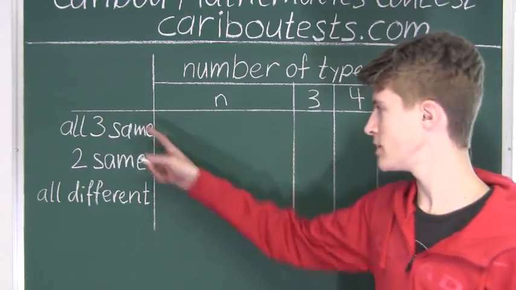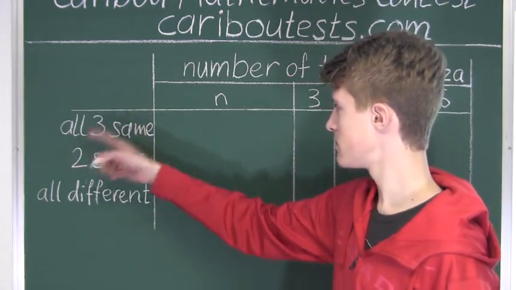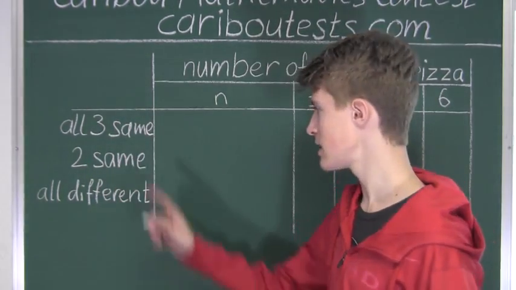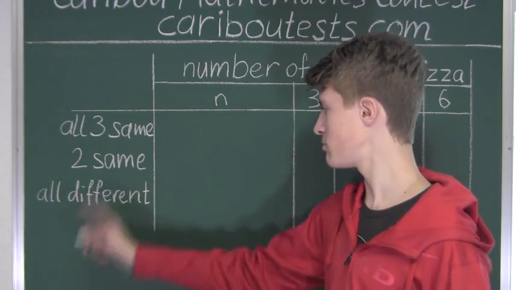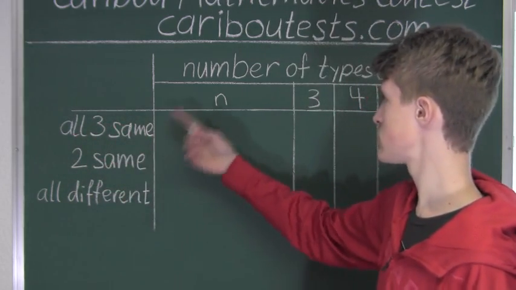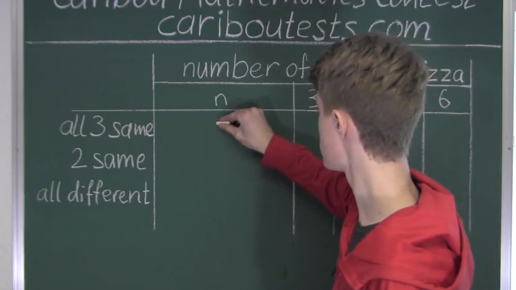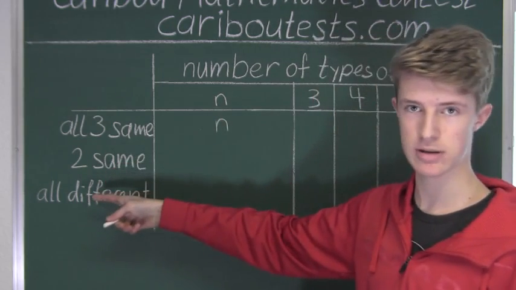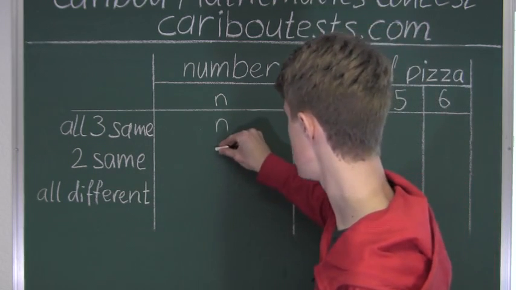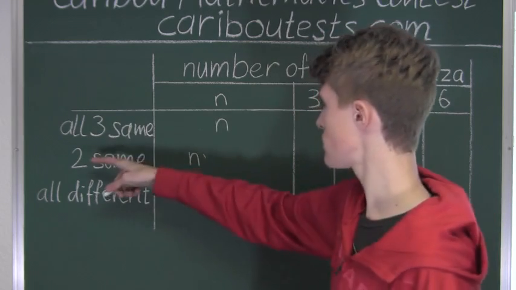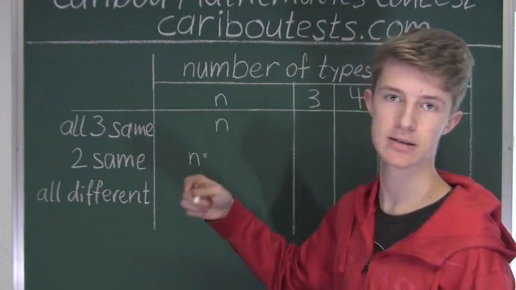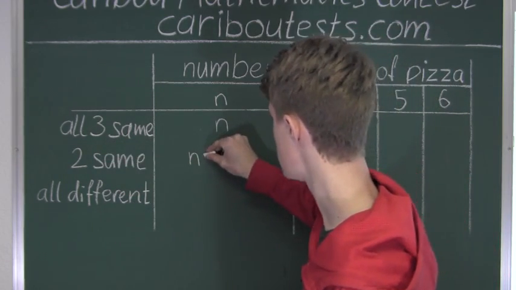Okay, so we have 3 different cases. Either all 3 slices are the same type of pizza, or 2 slices are the same type and the third one is different, or all 3 slices are different types of pizza. If all 3 are the same, then we just have n options. If 2 are the same, for the first 2 slices to be the same type of pizza, we just have n. Then for the third slice to be different, it would be n times n minus 1, because you already have that one type of pizza there.